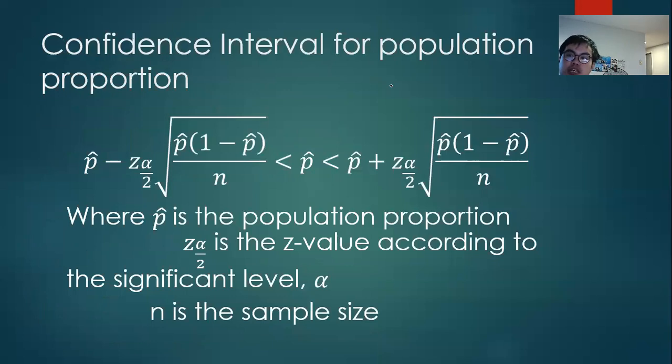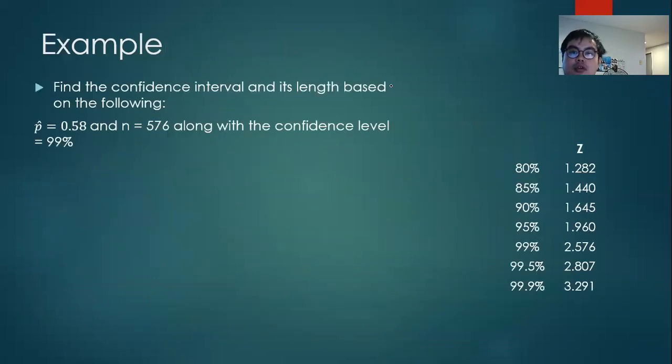For the population proportion, instead of the mean, we are going to use the population proportion. Here we're going to find the q hat, or let's say 1 minus p hat. To get this, we subtract 0.58 from 1, which is 0.42. So here we go again, we're going to find the margin of error.